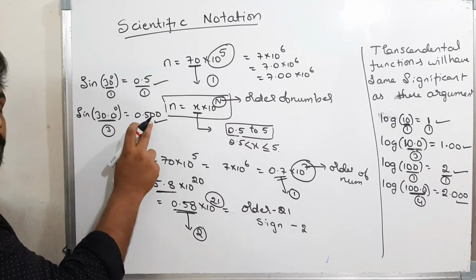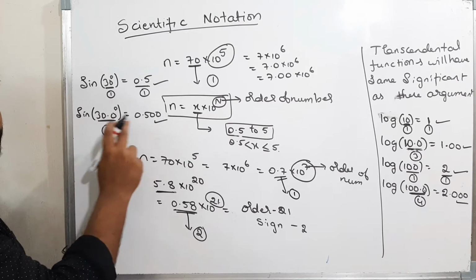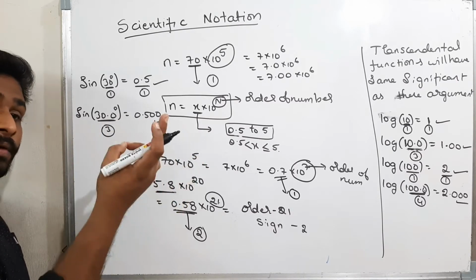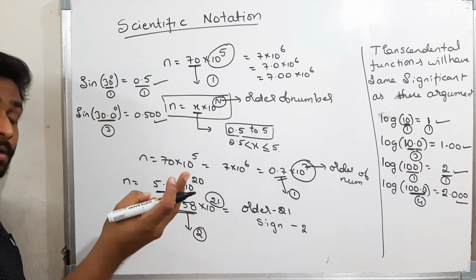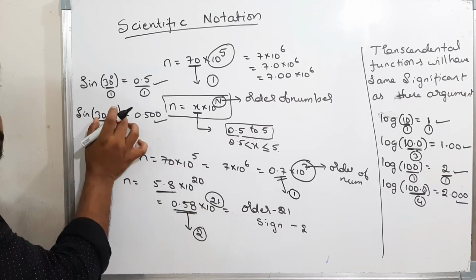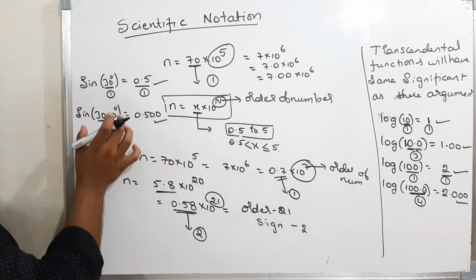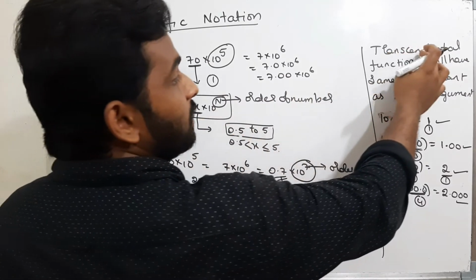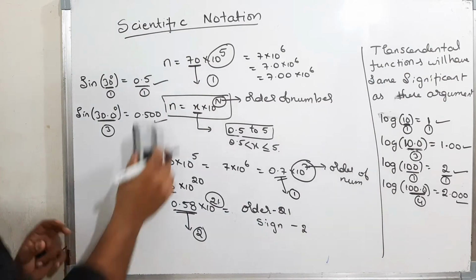For ln, exponential, and trigonometry functions, the arguments and the answer should have the same number of significant figures. These types of functions are known as transcendental functions. Okay, next we will see about the plane angle.